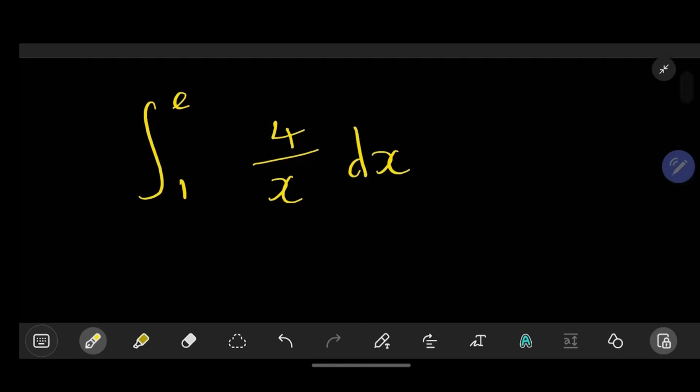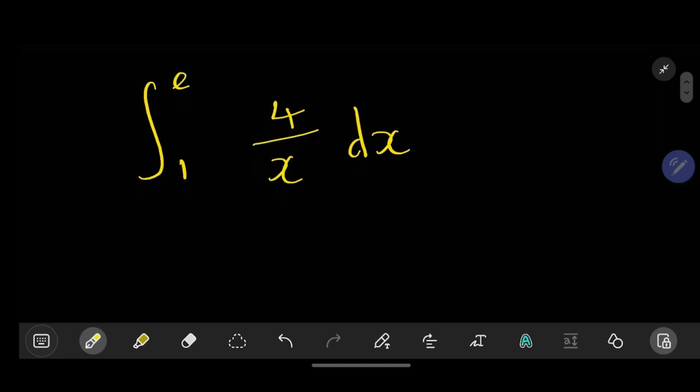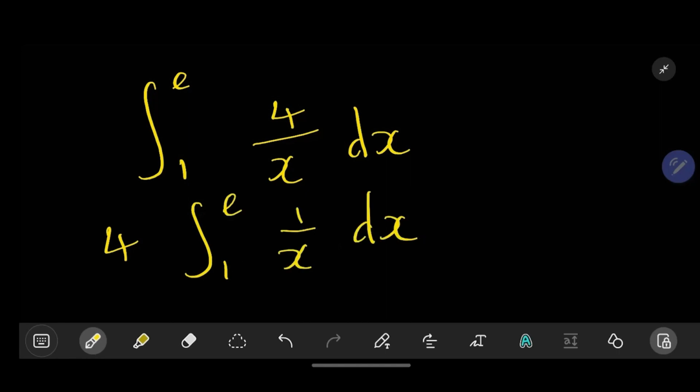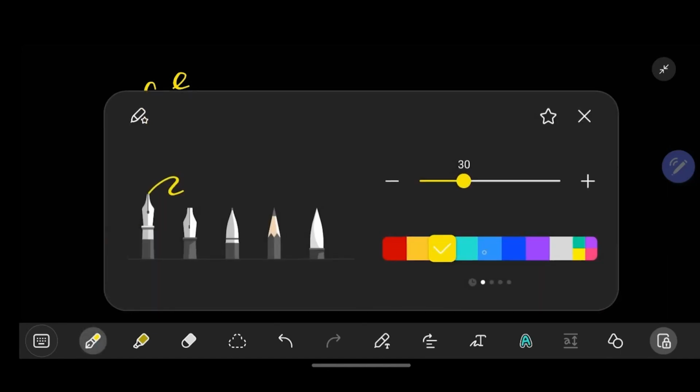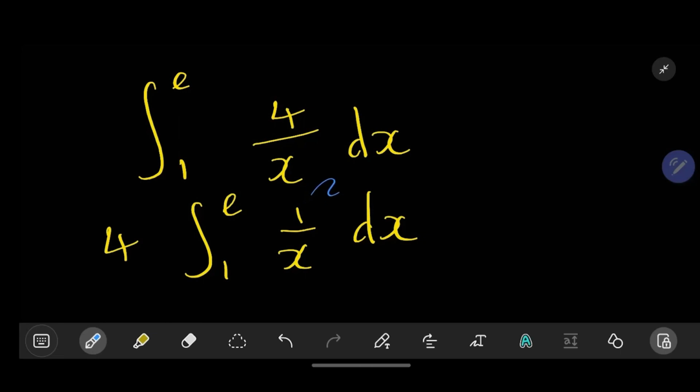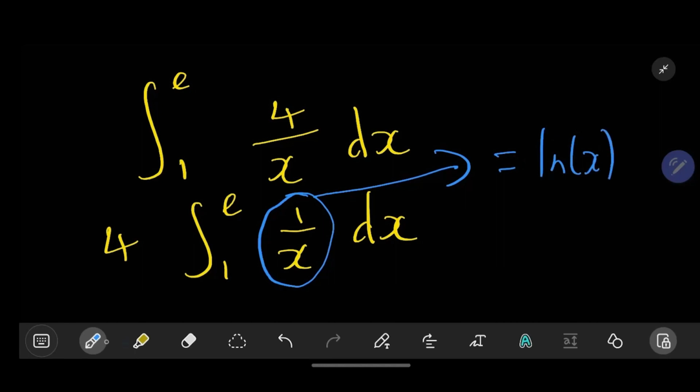Now looking at this, we can just apply the multiplication of the constant rule. So we'll bring out the 4. We then need to find the integral of 1 over x dx. If you go back to my rules or my previous video, we know that finding the integral or the antiderivative of 1 over x is basically just equal to ln of x.